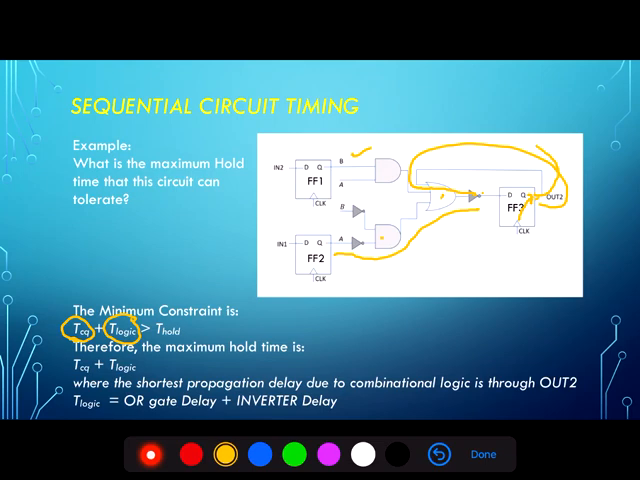Then out 2 can travel around through the OR gate and the inverter, and it can be at D in an amount of time equal to the propagation delay plus the logic delay caused by the OR gate and the inverter in series. So that constrains our maximum hold time. The difference between this example and the last example, of course, is that here we have a feedback loop, so we have to consider the propagation delay on this flip-flop as part of the minimum or the race condition for the sequential circuit.